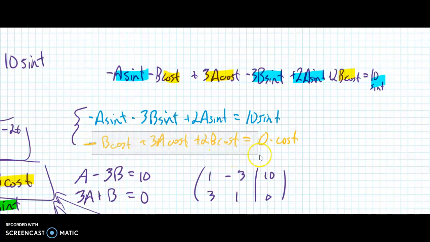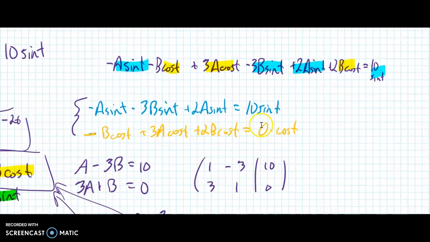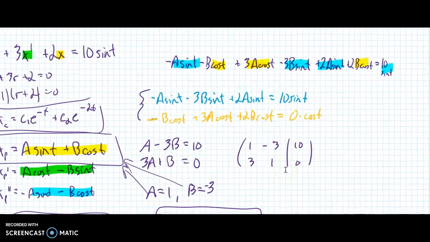Then, notice these yellows right here are all of the yellows up there. And again, I've got a b cosine, negative b cosine, and a positive 2b cosine. That gives me this b right here. And this 3a is this 3a right here. And notice on the right-hand side, I don't have a cosine term over here. So what I do is I write it as 0 times cosine. And then I can just divide this whole line by cosine, and I get 3a plus b is 0. And that goes into the REF as well.